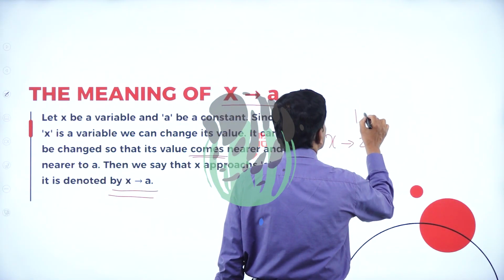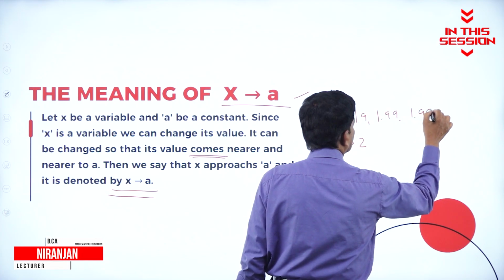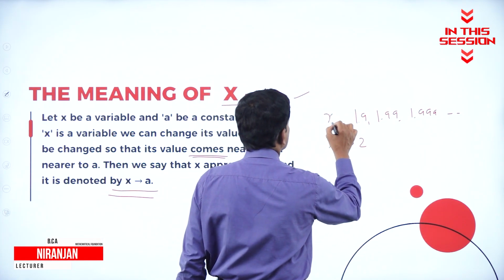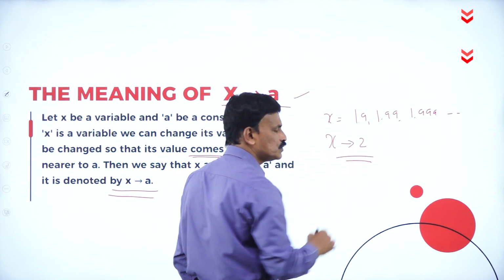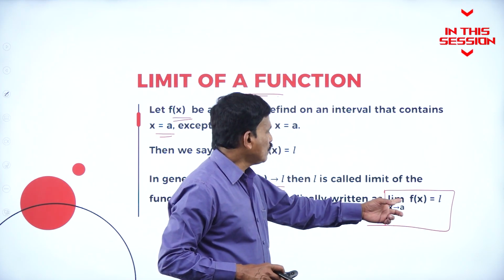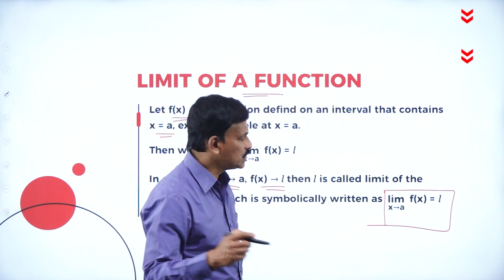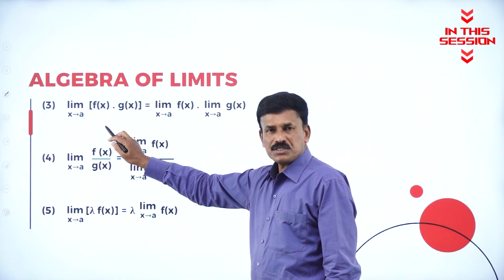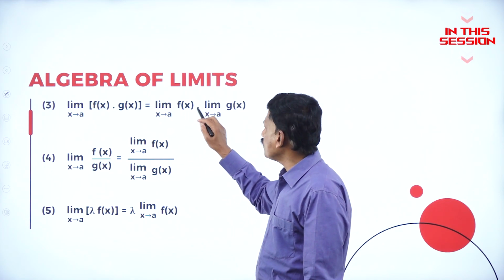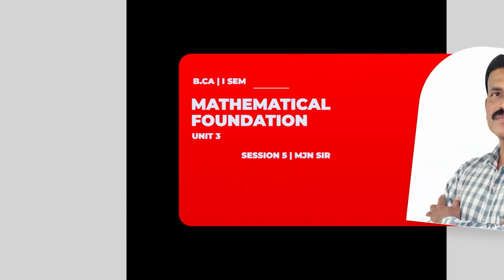Suppose it is equal to 1.9, 1.99, 1.999, so that means the value of x approaches a value which is nearly equal to 2. Limit as x tends to a of f of x is equal to L means the value of f of x is nearly equal to L when x is nearly equal to a. Product: limit as x tends to a of f of x into g of x can be written as limit as x tends to a of f of x into limit as x tends to a of g of x.